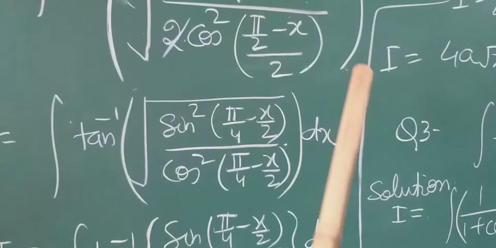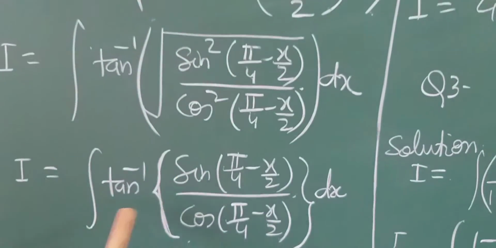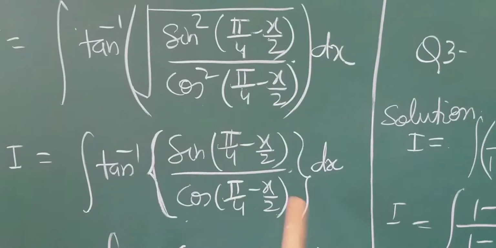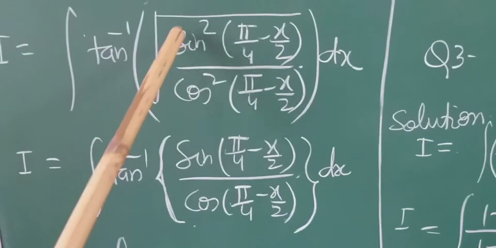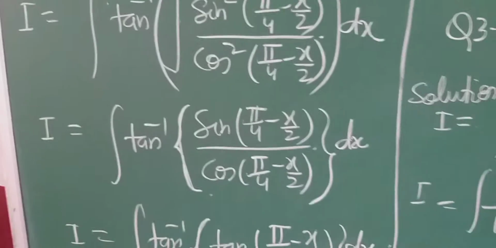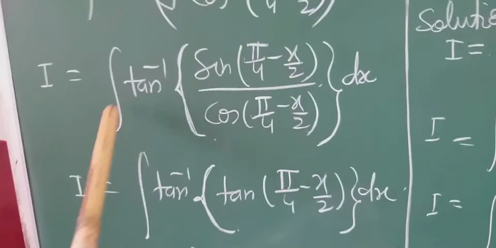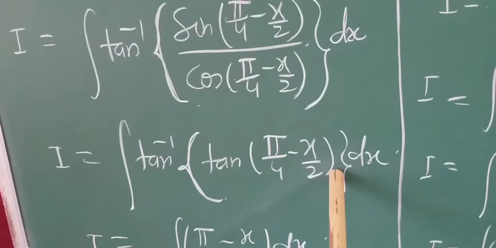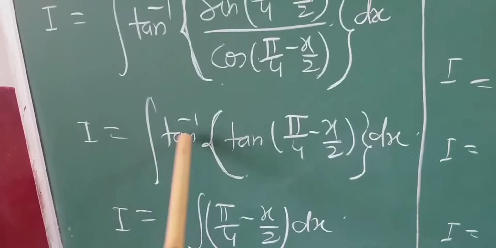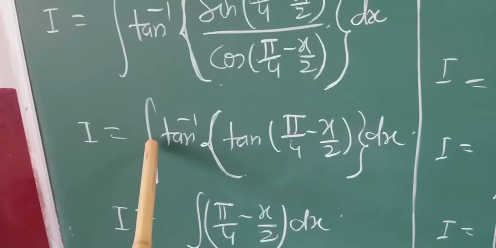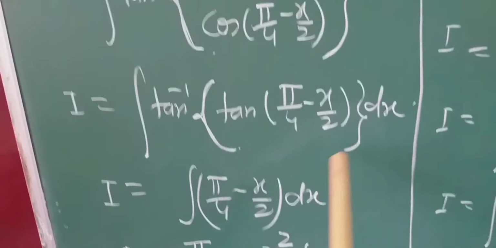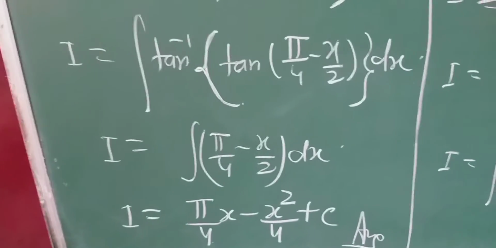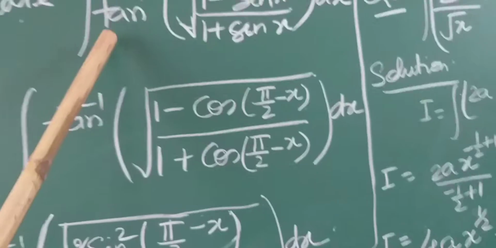There is a square root sign, so we can write tan inverse of sin(pi by 4 minus x by 2) upon cos(pi by 4 minus x by 2), because the square and radical sign both will be cancelled. Sin upon cos, students, is tan. So this statement can be written I equals integration of tan inverse tan(pi by 4 minus x by 2) dx. Tan inverse tan x equals x, so tan inverse tan(pi by 4 minus x by 2) equals pi by 4 minus x by 2 dx. Now you can see we have simplified this question.